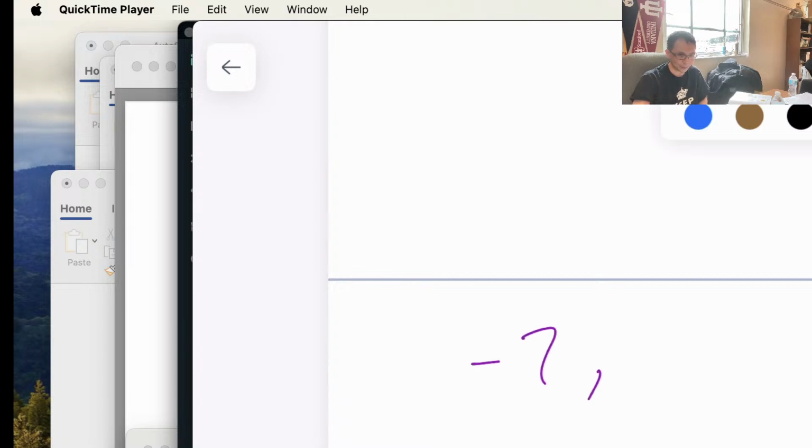So what if I have this? -7, -1, 5, I don't know, 11, dot dot dot. And I say, hey, can you find out what is the 201st term? You know how to get it?